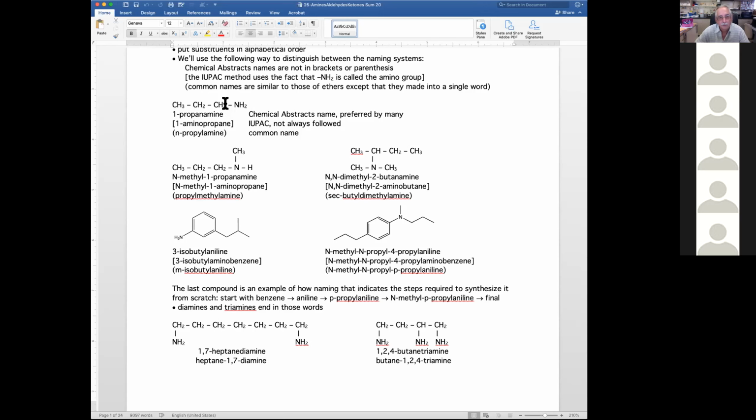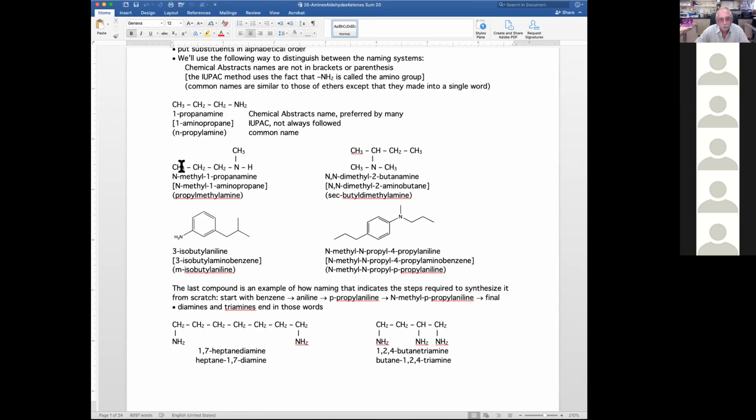IUPAC, simply you call this the amino group. So 1-aminopropane. And the old-fashioned name, here is the alkyl group, and here is the name of the functional group. So N-propylamine. Even in that system, most of the time, the functional group and the name of the alkyl group are 2 separate words, but for some reason for amines, they tied it all together.